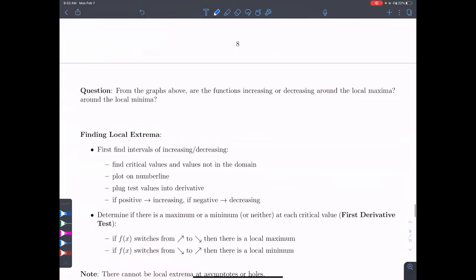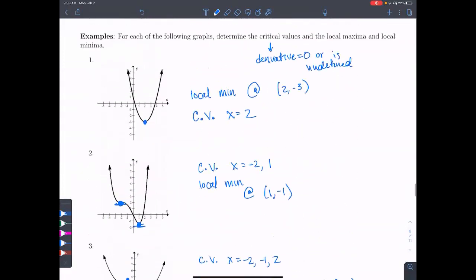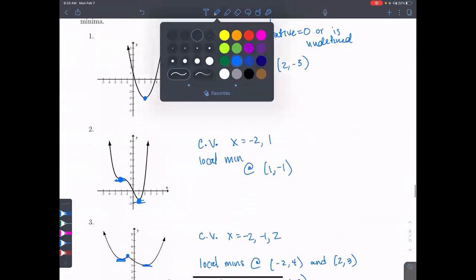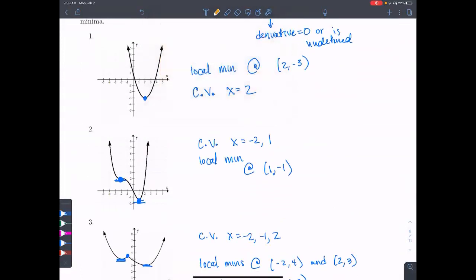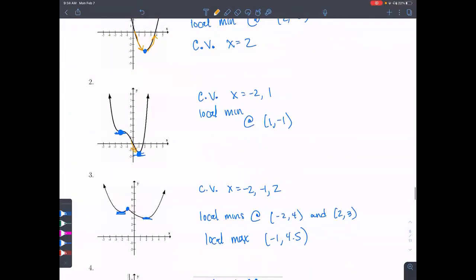Okay, so on the graphs above are the functions increasing or decreasing around the local maxima and around the local minima. So let's go back and look at that. So what's happening with the functions increasing and decreasing around the minimum? So around this minimum, we're decreasing in and increasing away. This one too, decreasing in, increasing away.